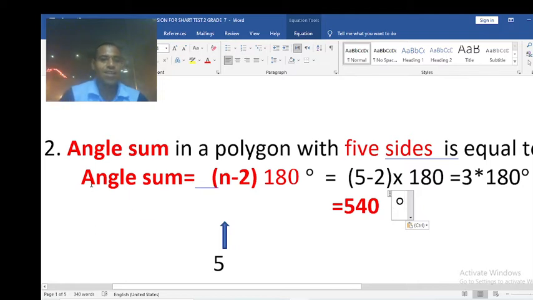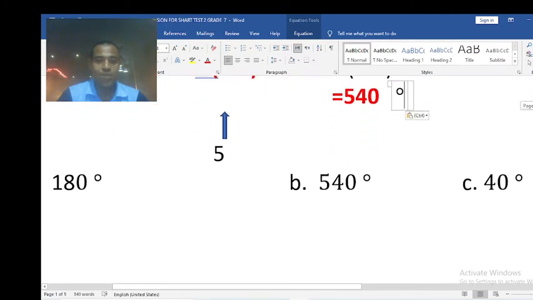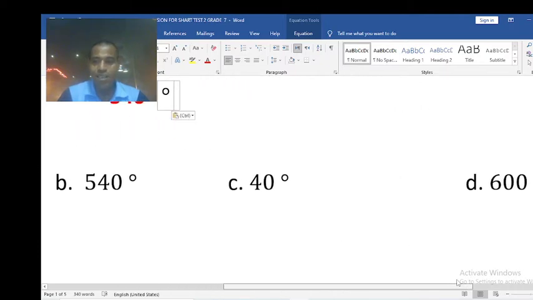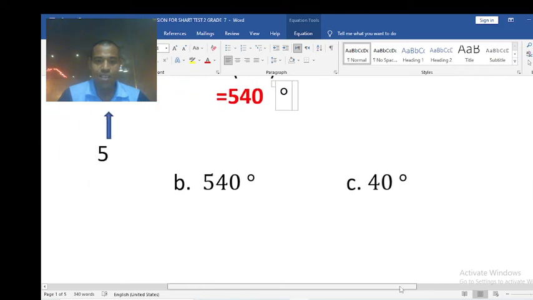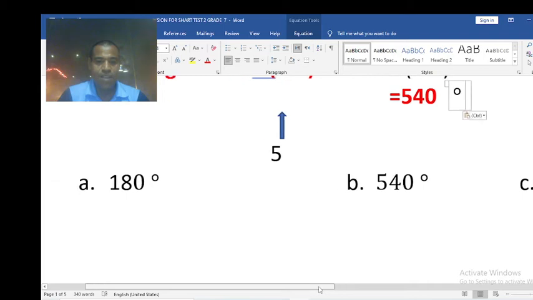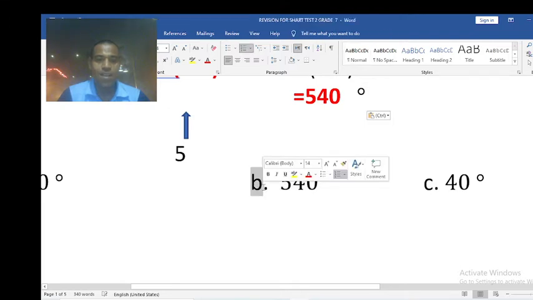So the correct answer: the angle sum of a pentagon, a polygon with 5 sides, is equal to 540 degrees. In your opinion, you have 4 options. The last option is 600 degrees, the third is 40 degrees, B is 540 and A is 180. As we calculate this, it will be 540. I'll just mark this as the correct answer.